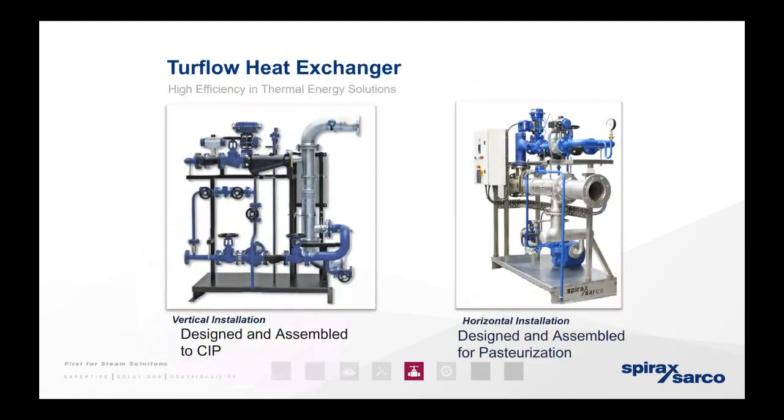So typical systems, you have the vertical and horizontal design. As you can see on the first image, to the right-hand side of the image is the turbo flow with your supporting equipment such as traps, control valves. And then on the image on the right, you have a horizontal version where you have the heat exchanger through the middle.